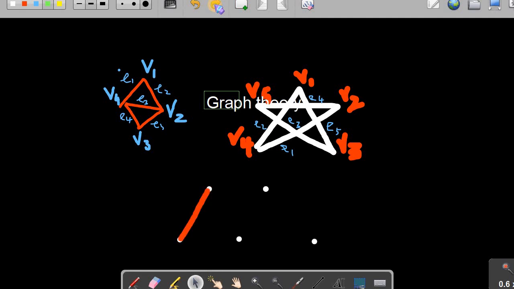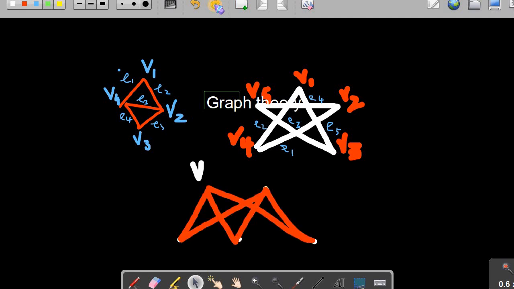Now look at the other picture here. Yes, this is also a good example of a figure based on vertices and lines joining them. Am I right? So this type of picture, which consists of only vertices and edges, is called a graph.